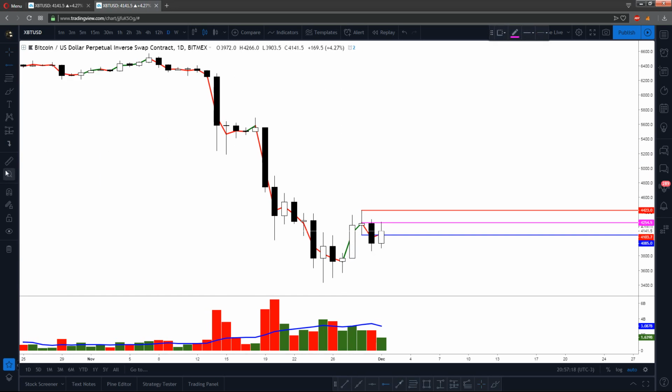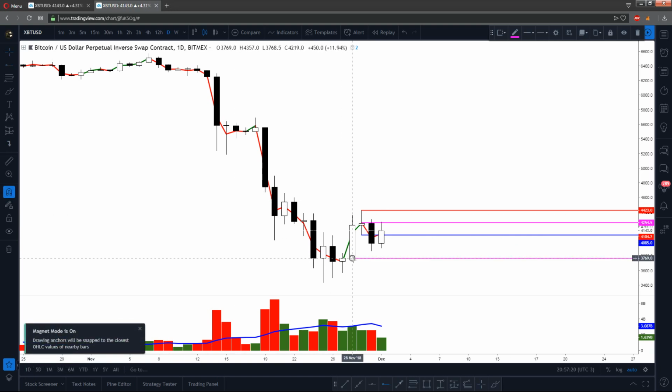So here, let me go back to magnet mode, sorry. Here is the next previous day. We're pretending like we're trading this red candle. This is your previous day. This is your previous day before that. There you have another low. You grab it. I use blue. You can grab the high as well.